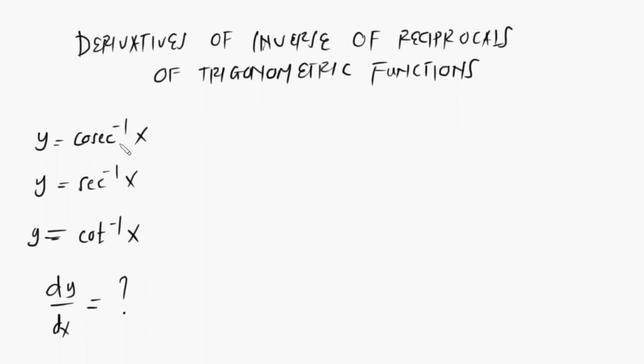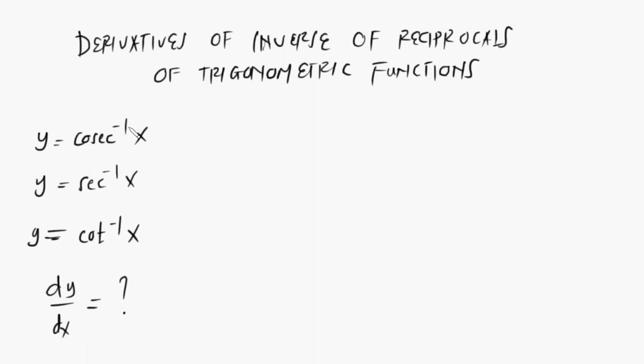So here, cosec is the reciprocal of sine, okay? One over sine is cosec. And sec is the reciprocal of cos. And cot is the reciprocal of tan. One over tan is cot. And this is why we call them reciprocals of trigonometric function.